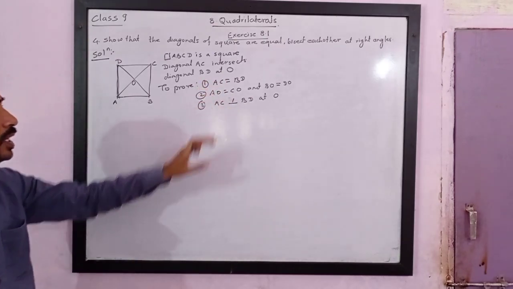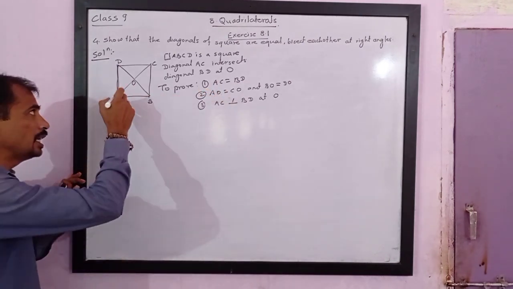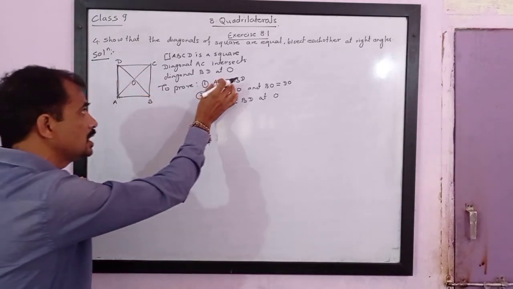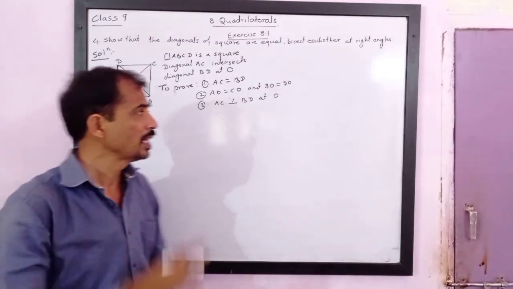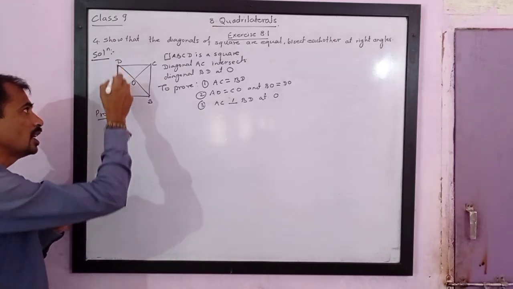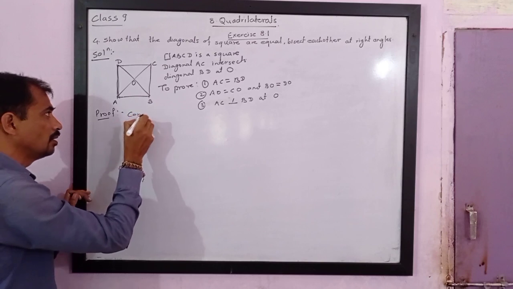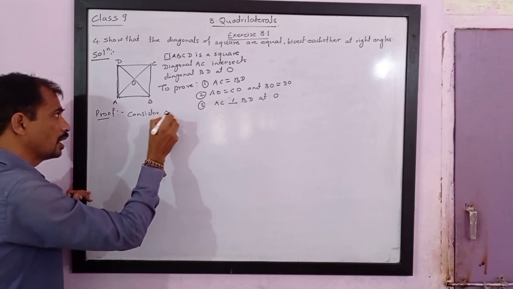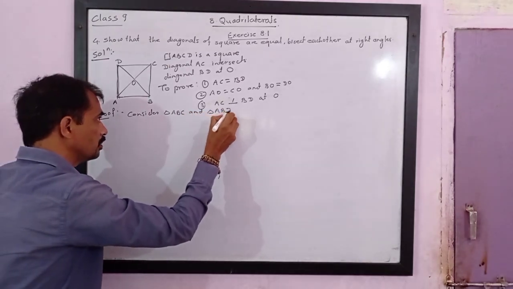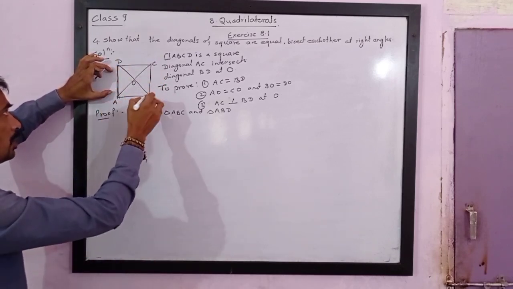So, in order to prove this, first we have to show AC equals BD. We need to consider two triangles in such a way that AC and BD are parts of those triangles. So for this proof, I am going to consider triangle ABC and triangle ABD. Watch carefully. I have considered ABC and ABD.